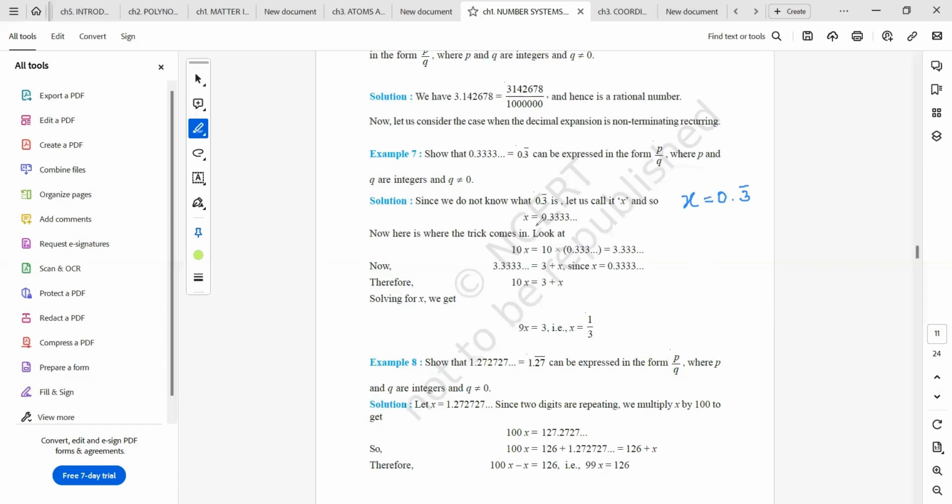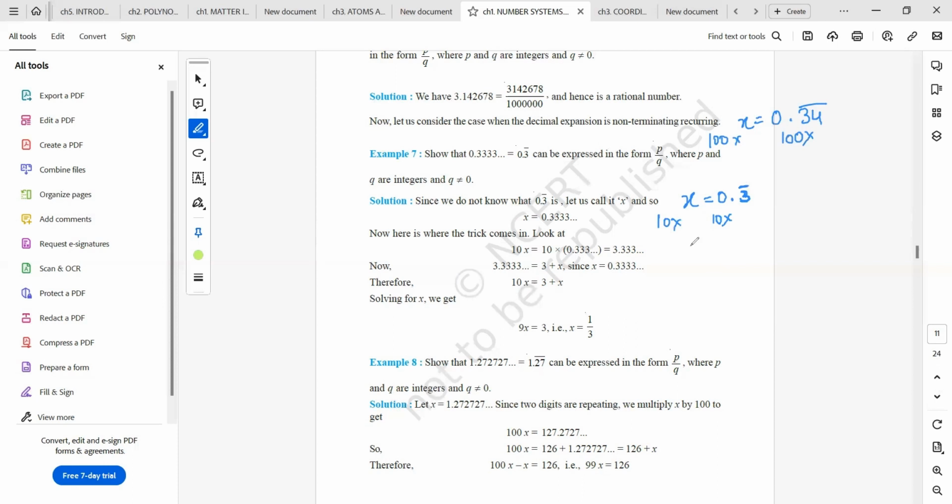Now, just see how much is the recurring quantity. It is only 1 digit. So we multiply with 10 on both sides. Had there been 2 digits recurring, we would multiply with 100. If it is like 0.34 recurring, then we multiply both sides with 100 because there are 2 digits. That is the simple logic. Here it is only 1 digit, so we multiplied with 10 on both sides.